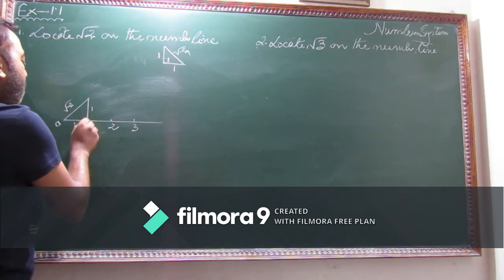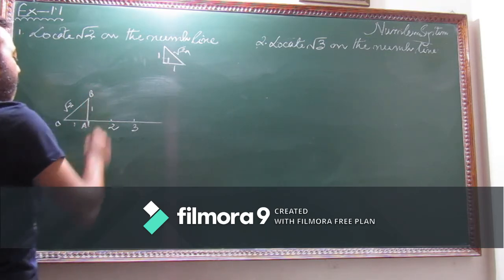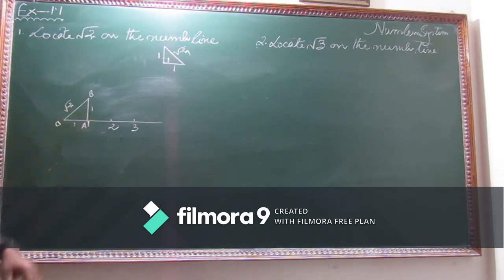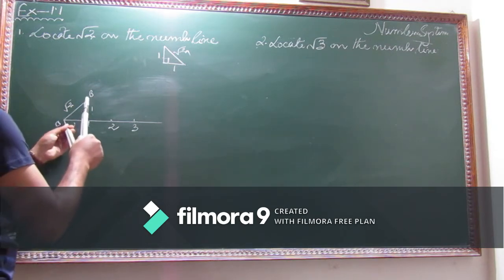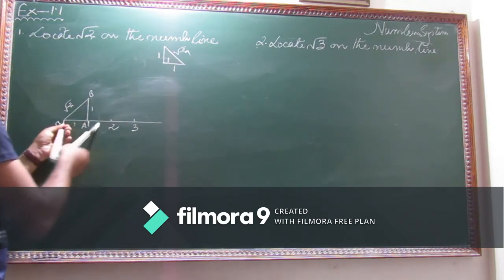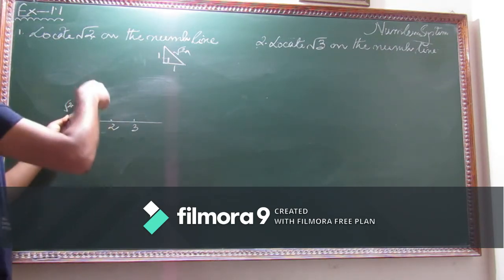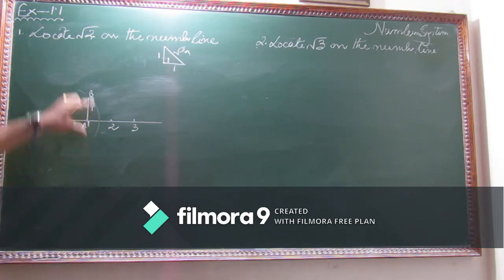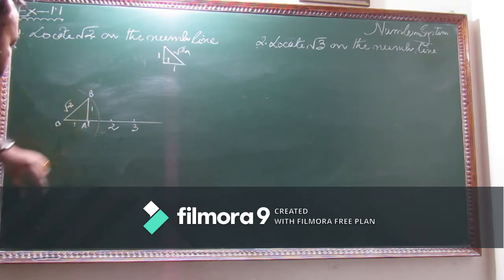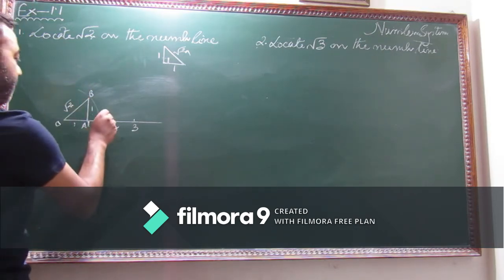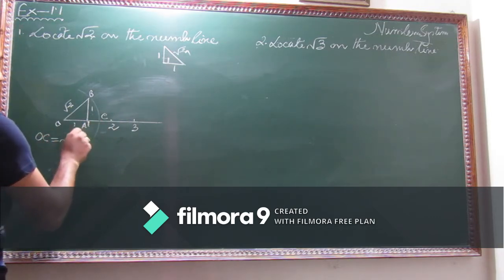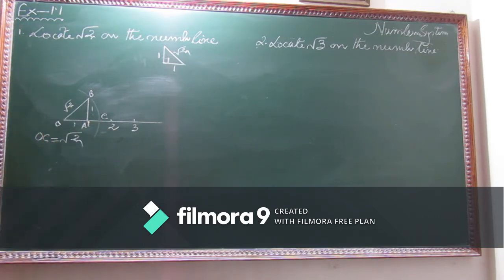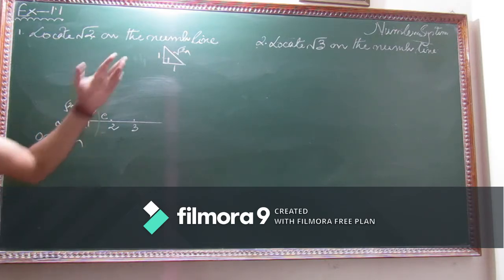This is OAB. Now I have to reflect this length on the number line. How can I reflect? So this line is reflecting on the number line. This is C. OC is equal to root 2. Fine. Now from this we can draw root 3 also.